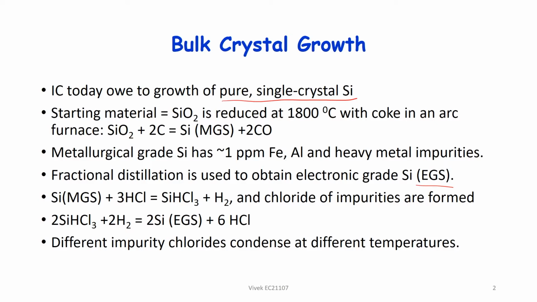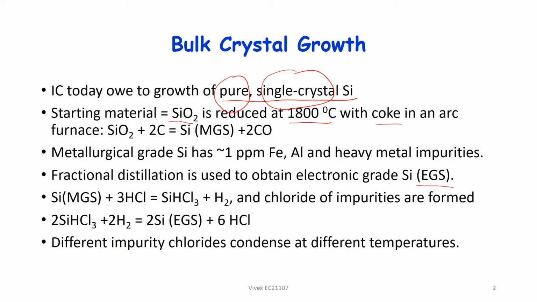So there are two things here. One is the purity and another is a single crystal. Of course, amorphous and polycrystalline silicon have their applications, but single crystal is most important as far as electronic devices are concerned. So the starting material for silicon is silicon dioxide, which is found in nature, and it is reduced at 1800 degrees Celsius with carbon in an arc furnace.